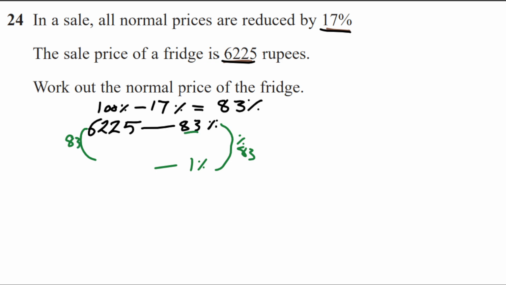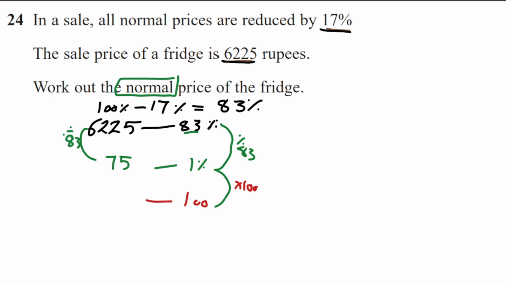So 6,225 divided by 83 is going to give you 75. And that's 1%. Since we are looking for the normal price, which is always 100%, we multiply by 100 to get 100%. 1% times 100 is 100%.